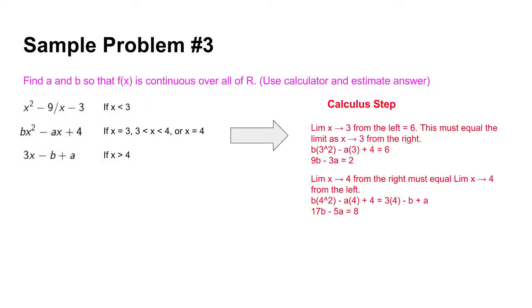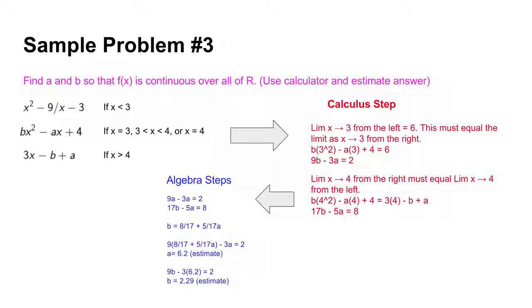So let's dive in. The first step is the calculus step, and so you have to find that the first equation must equal the second equation at x equals 3, and the second equation must equal the third equation at x equals 4. So you use calculus and limits to justify plugging numbers in, and you get the two equations, 9b minus 3a equals 2, and 17b minus 5a equals 8. Now that you've done that, you just use algebra to find b, and you find a. And that can be a little bit tricky.